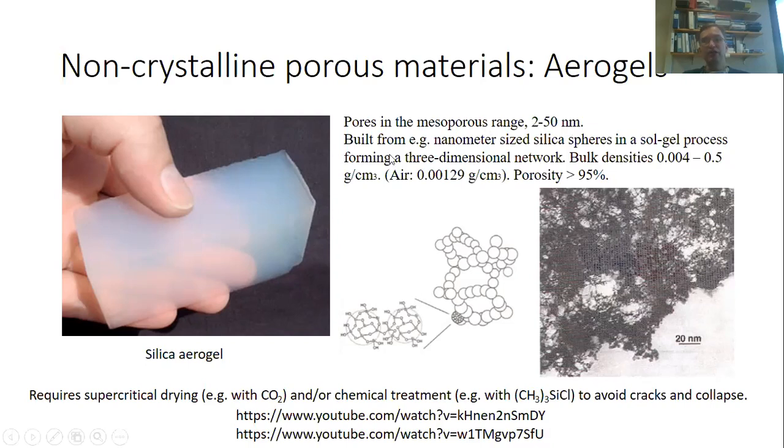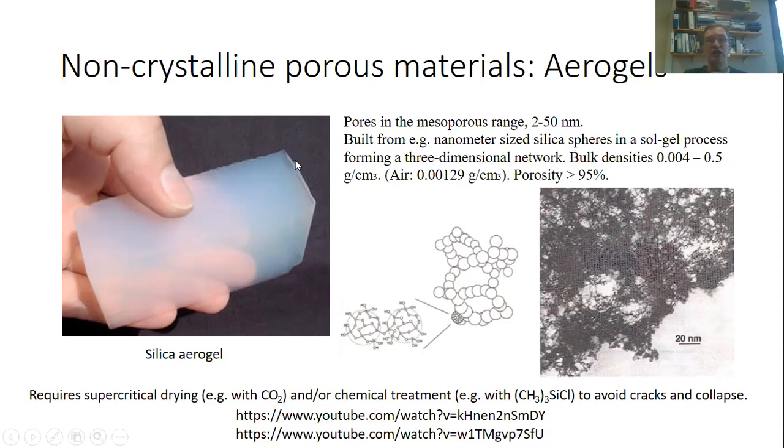So these silica aerogels are built from nanometer-sized silica spheres that are produced in a sol-gel process. So the reaction conditions are in a way similar to those in a Stöber process that produces silica spheres, but the conditions are slightly different, so that these spheres over time can weakly interconnect to form a three-dimensional framework, which is then extremely porous.